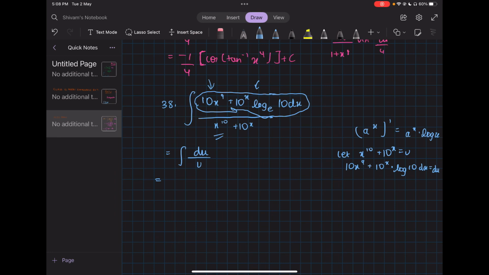That's just a standard integral then. That's going to be log of mod u plus c, and log of mod u is log of x to the power 10 plus 10 to the power x plus c. And that corresponds with option D. And so D is the answer.